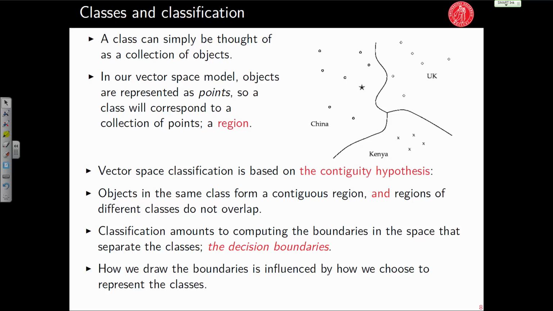The classification task is basically: how do we come up with these boundaries? How do we find them? How do we represent them? The way the boundaries are drawn can be influenced by how we choose to represent our class mathematically. We still haven't talked about how we represent the class in terms of vectors, so this is still just a conceptual representation, a region. The way we choose to represent the class has consequences on how these boundaries are drawn.